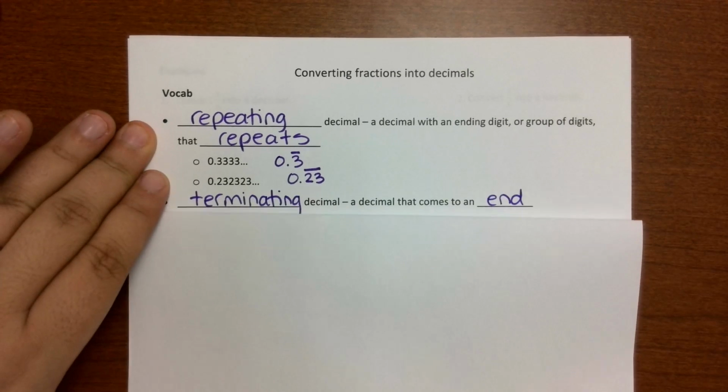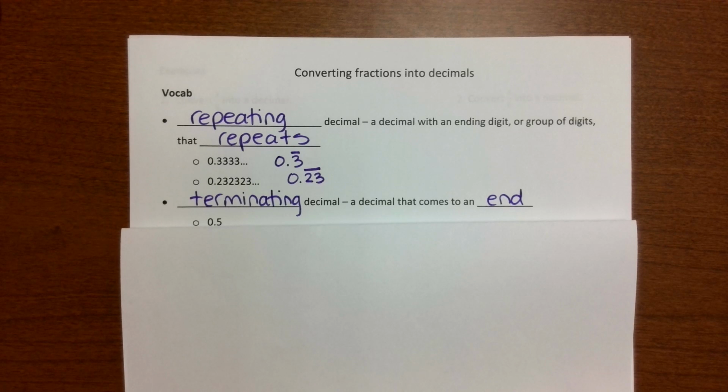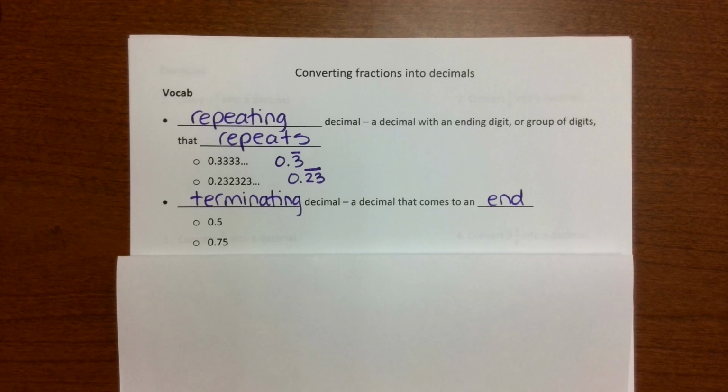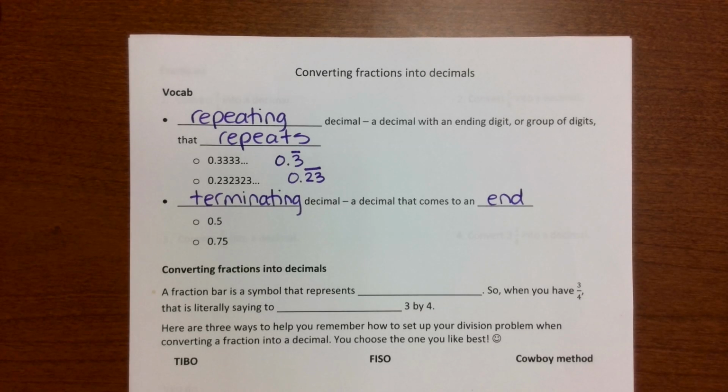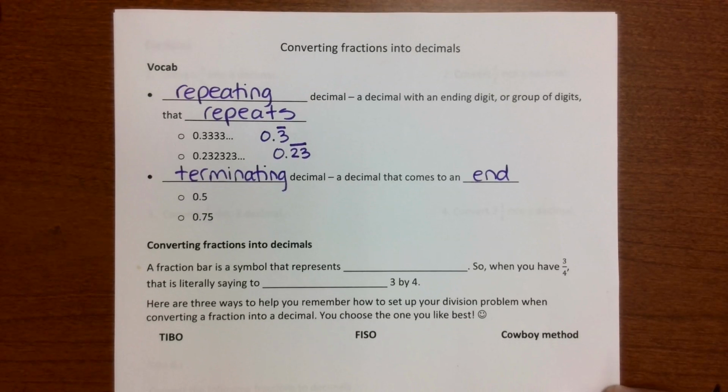And the second word is terminating decimal. A terminating decimal is a decimal that comes to an end. 0.5 just stops, 0.75 stops. Now let's get into how we actually convert a fraction into a decimal.